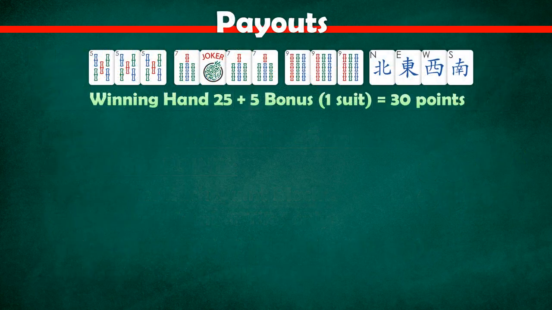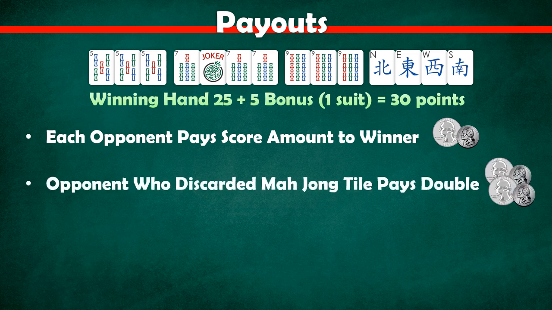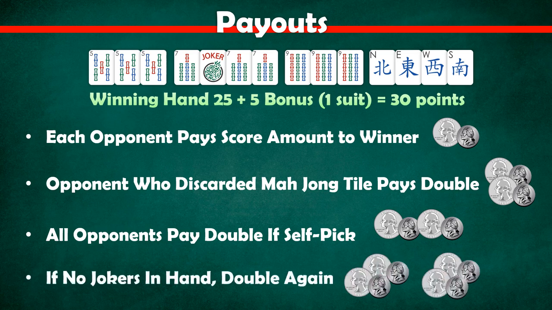As in American Mah Jongg, each losing player pays the winner the total points amount. A player who discarded a drawn tile for Mahjong pays double points. If a player self-picks the winning Mahjong tile, then every opponent pays double. If the winning player has no jokers in their hand, the score is also doubled. When doubling for payouts, double both the base value and bonuses.